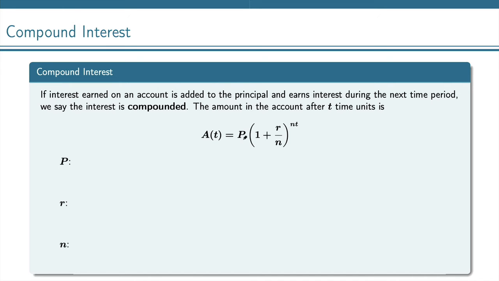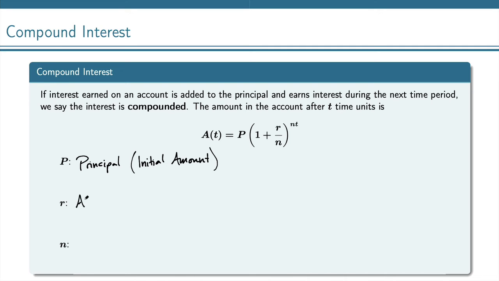And what we're doing here is we've got this P, this is the principal, and this is the initial amount in the account. And we're multiplying that by this multiplication factor that tells us how it grows. So we've got 1, which just represents that we're going to keep that principal. And then plus, we have this R over N.